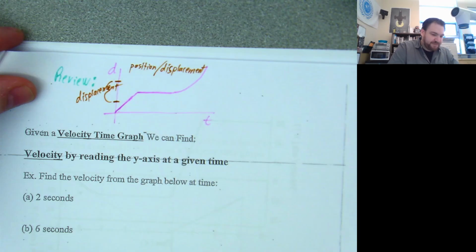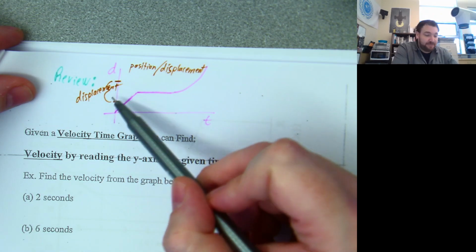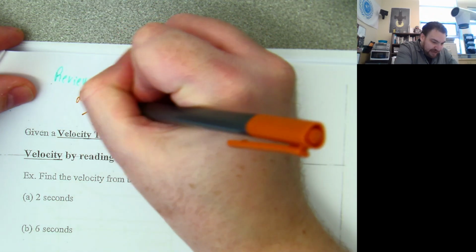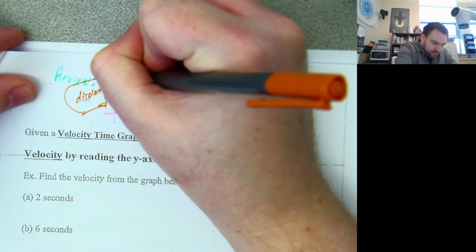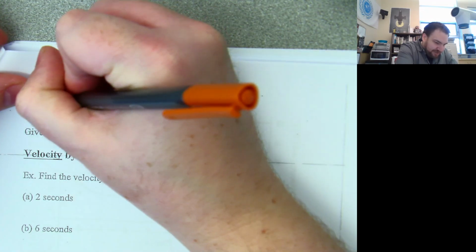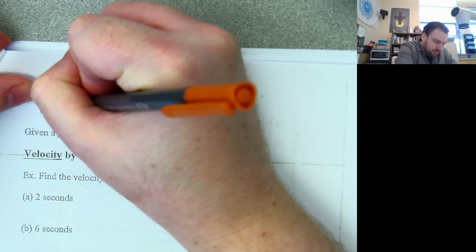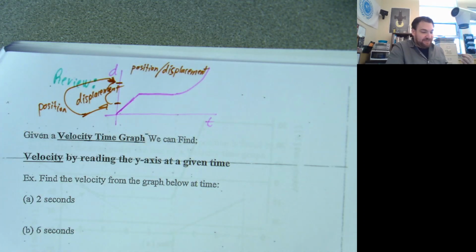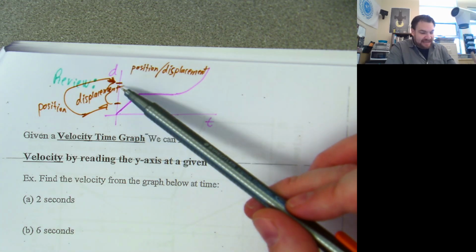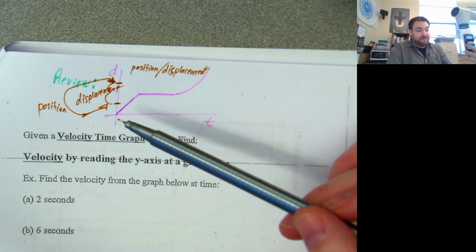Shoot, didn't give myself enough space. The difference here is displacement. Either one of these locations is a particular position. At a given time, he's there. At another given time, he's there. The difference between those two is displacement.